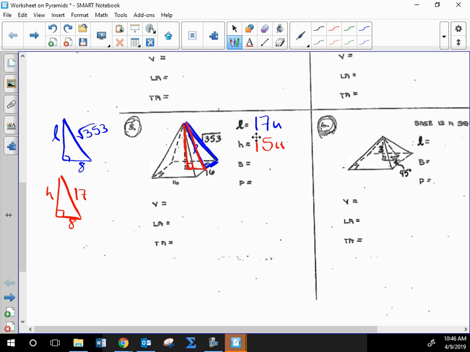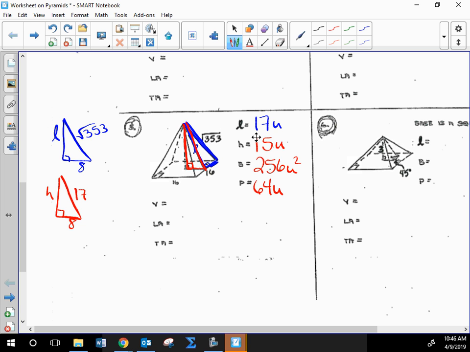All right, area of the base. The base is 256. Perimeter, 64. Make sure to add the units.